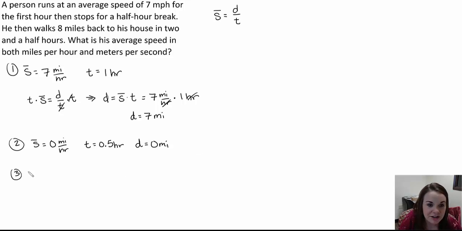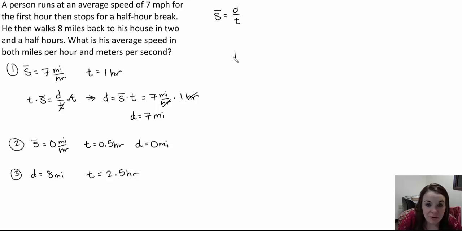And then finally, during the third chunk when he's walking, we need to figure out what is going on during that third time. Well, we know for sure that he travels 8 miles. So that's his distance. And for time, that's the 2.5 hours. And we could figure out the average speed in just this section, but we don't actually need it. So we'll talk about that here in just a minute.